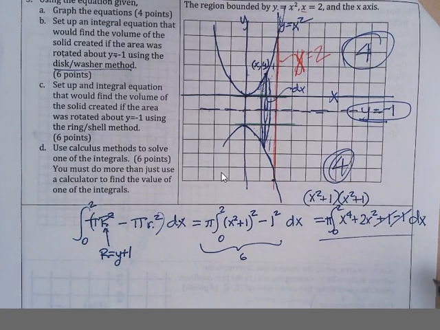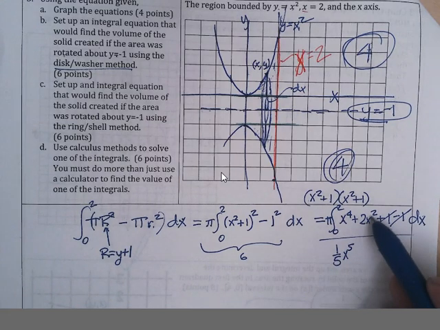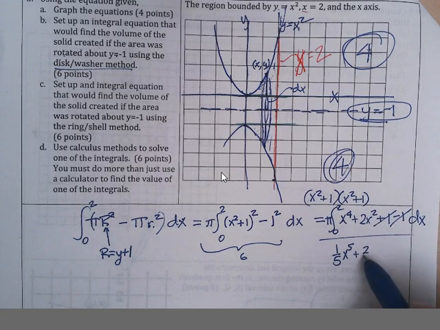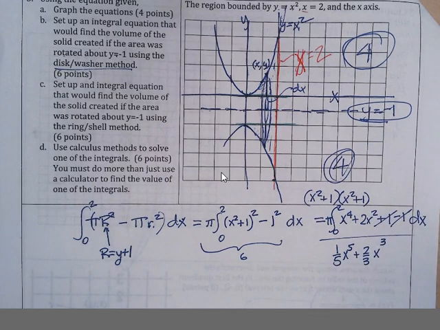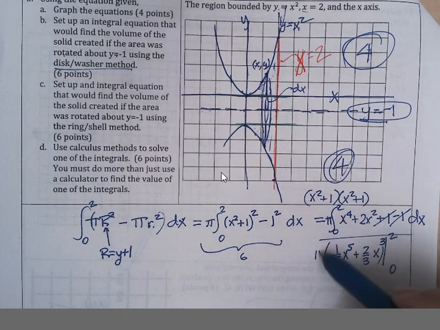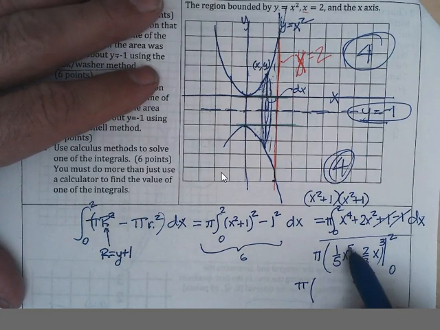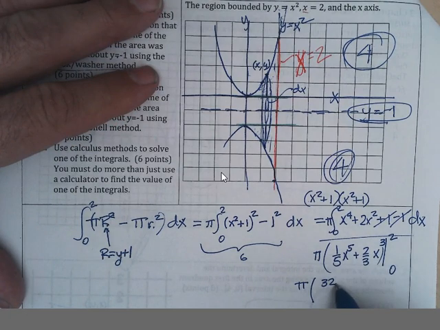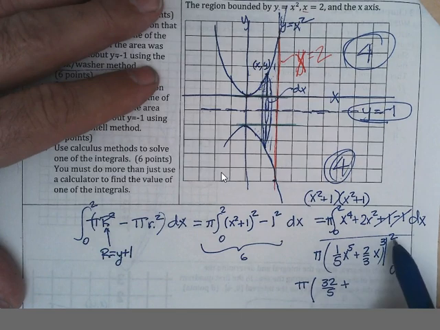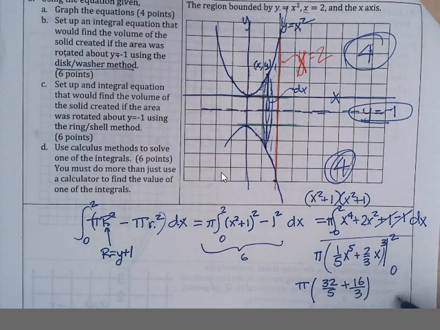The 1's cancel, and so I need to find the antiderivative of x to the 4th, which should be raised to the power of 1, would be 5, so it's 1/5 x to the 5. Raise this power by 1 makes 3, so it's plus 2/3 x to the 3. Evaluated from 0 to 2, and all of this is times pi. So if I put 2 in here, I get pi times 2 to the 5th is 32 over 5, plus, if I put 2 in here, that's 8 times 2 is 16. Put in 0, I get 0.